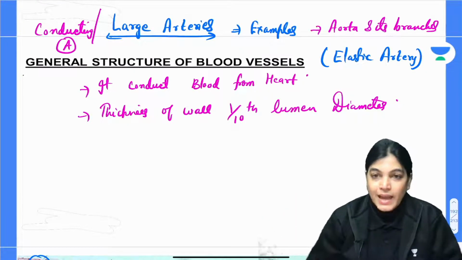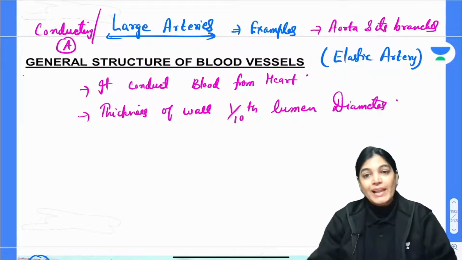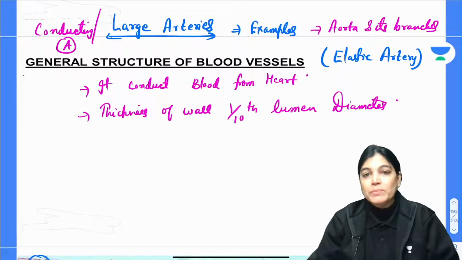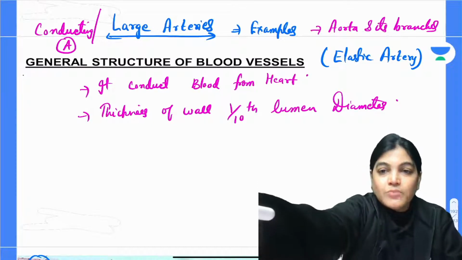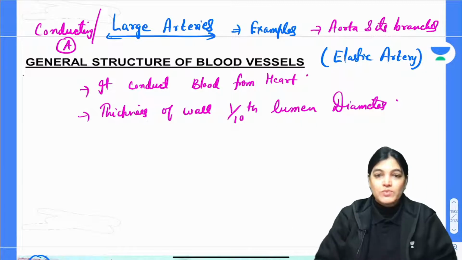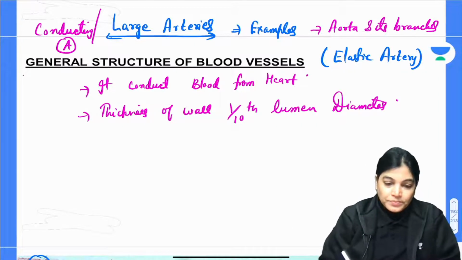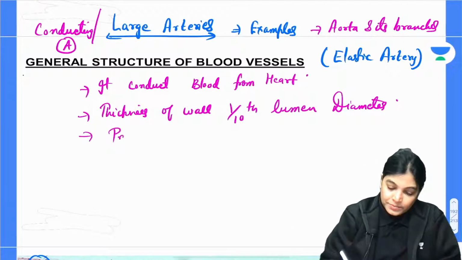If the elastic artery has elasticity, it consists of elastic fibers. So elastic fibers will be present. That is another point which I want to mention: the presence of elastic fibers.